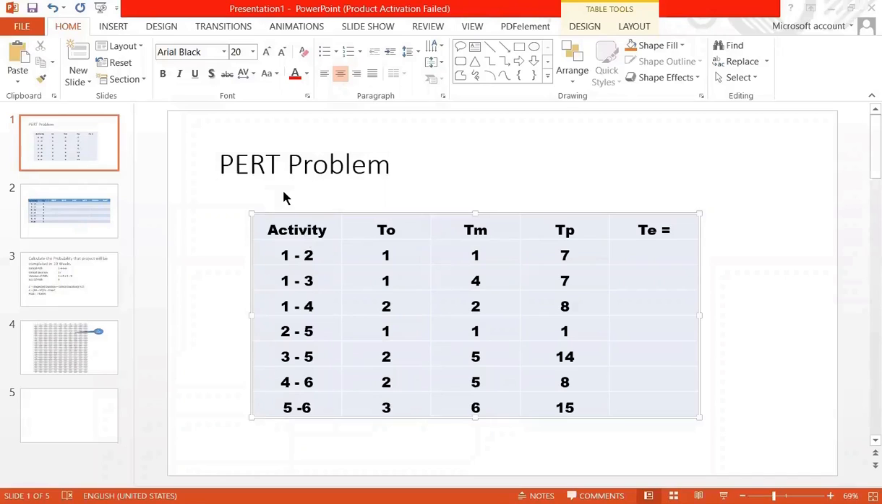This is a PERT problem that is given to you. Here in PERT problem, we are given 3 time estimates of each activity. The activities that are given to you are 1 to 2, 1 to 3, 1 to 4, 2 to 5, 3 to 5, 4 to 6, and 5 to 6. There are 3 time estimates TO, TM, and TP. TO is optimistic time, TP is pessimistic time, and TM is most likely time. So in case of a PERT problem, you are given 3 time estimates.